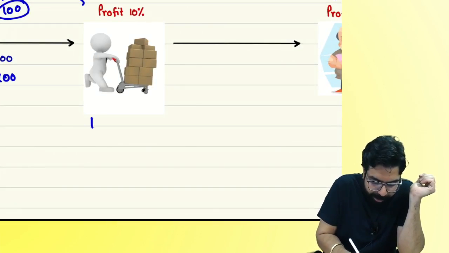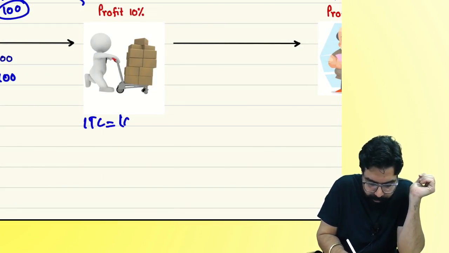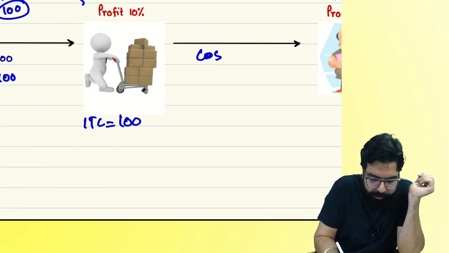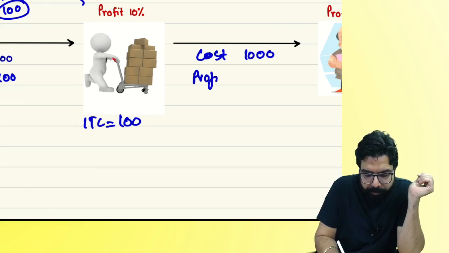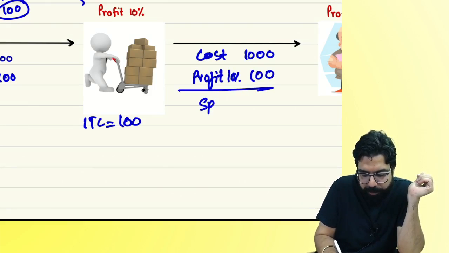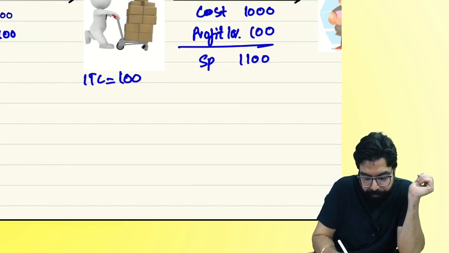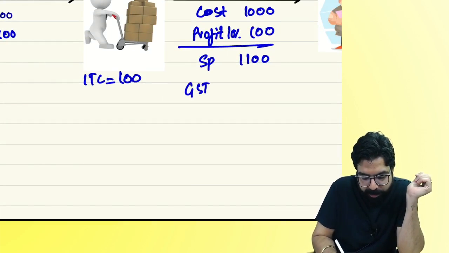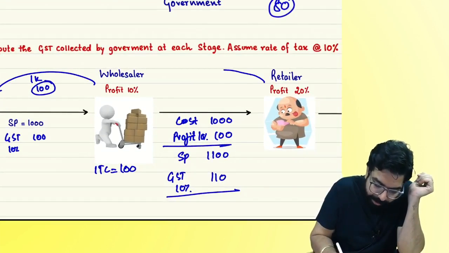Wholesaler, input tax credit how much, everyone? 100. So his cost will be how much? 1000. Profit is 10%. 10% means selling price will be 1100. My question is GST is how much? 10%? 110.